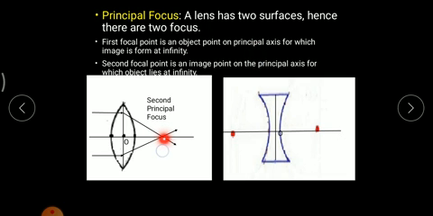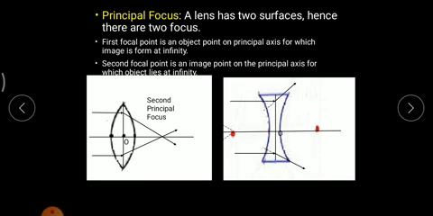Here your image will be obtained, and there is a certain condition associated with it. The first focal point is an object point on the principal axis for which the image is formed at infinity. And the second focal point is an image point on the principal axis for which the object lies at infinity. So let us see what the second point says first. The second focal point is an image point. As you can see, I wrote second focal point over here.